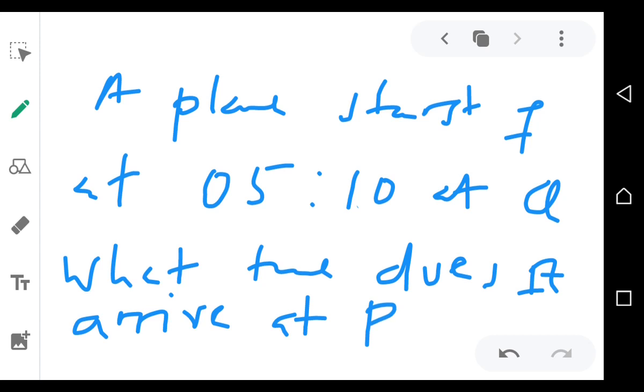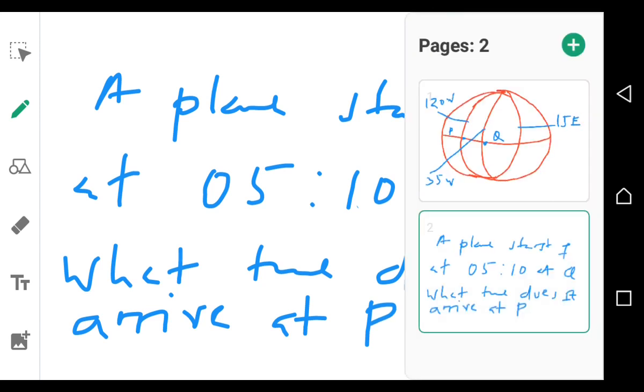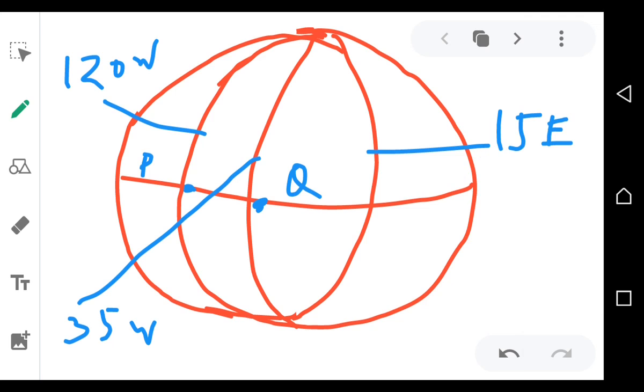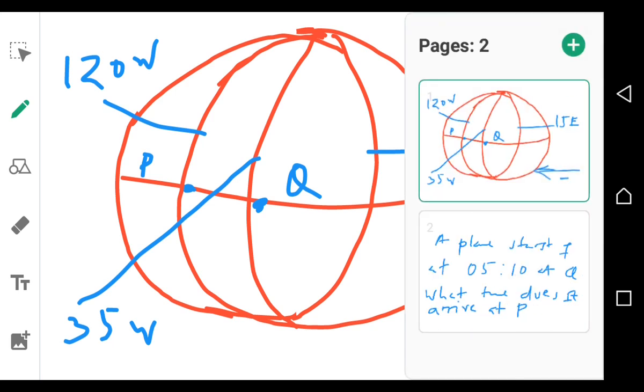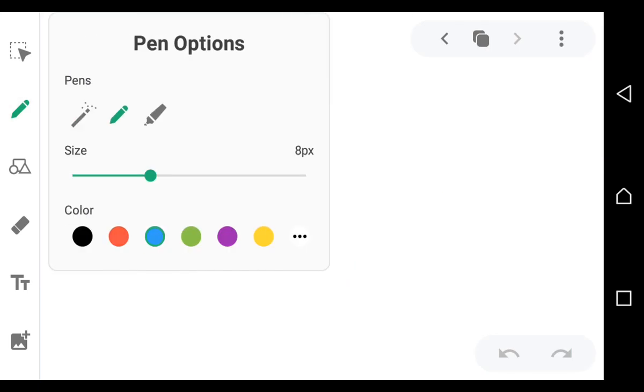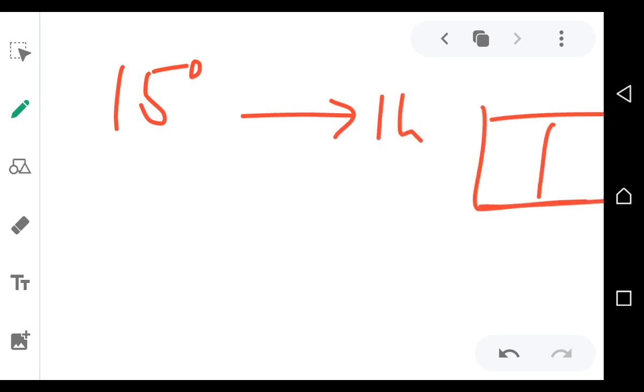It means I'm moving from Q to P, so I'm going in the negative direction. The 15 degrees I'm supposed to subtract, because the number line on this side is negative. Whenever I'm dealing with time, I use 15 degrees: for every 15 degrees, it gives me 1 hour. And then I write SSDA. You remember: same, you subtract; different, you add. Same signs or same letters.